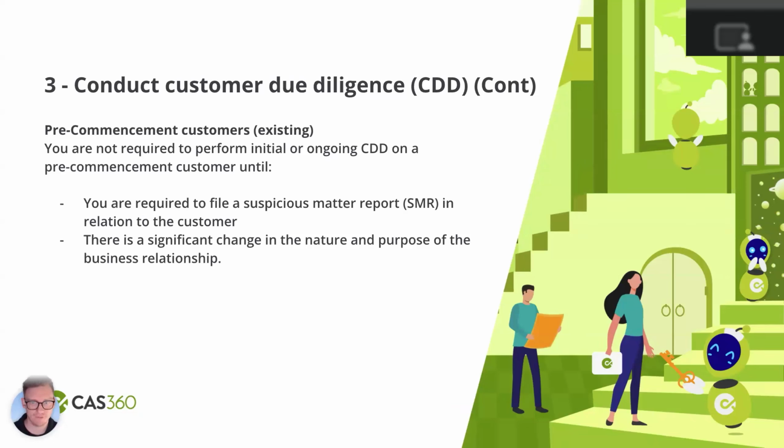So if there is a suspicious matter report, and I'll get into what they are, or if there is something that has happened in that business that may trigger a change, so a significant change, is there a significant change to the nature and purpose of that business relationship? Right, so they're things to look out for, but essentially existing customers won't need to be by default re-verified or rechecked. However, if there is a significant event in one of those businesses or for one of those customers, then potentially it will be. Okay.